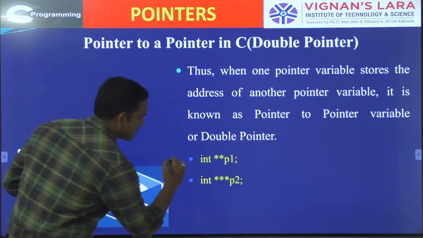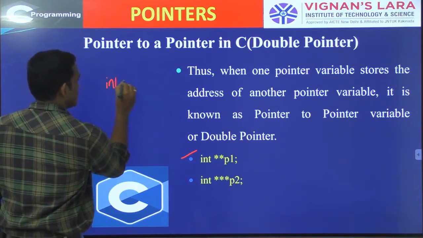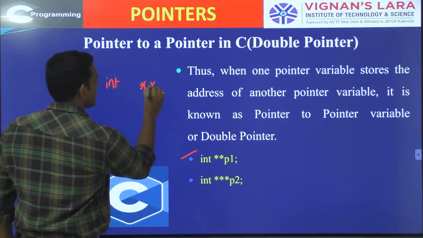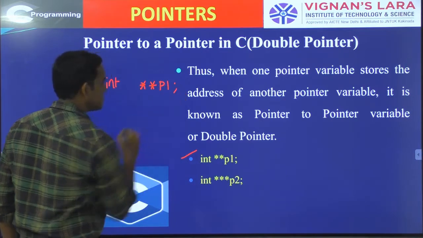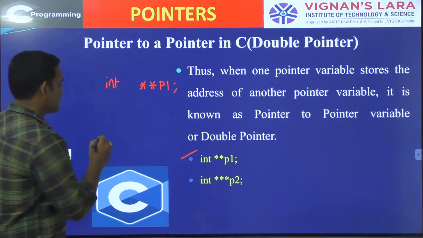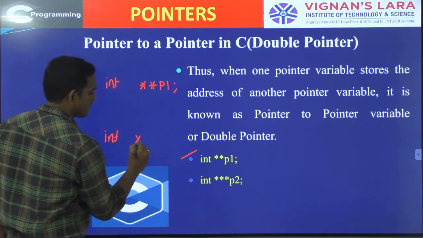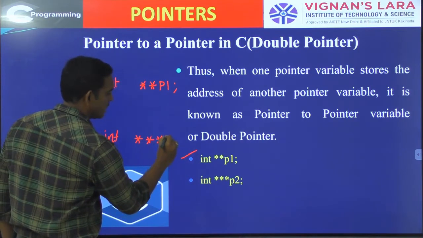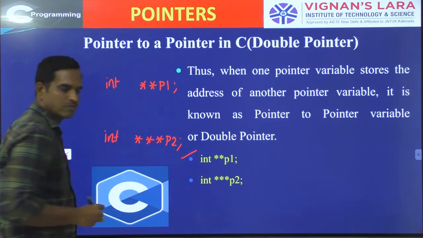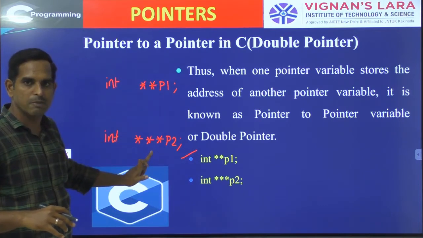So your double pointer will be declared in this manner. A double pointer is declared by using two star operators. Two stars means it is a double pointer. In the same sense, if I want to store the address of a double pointer, I can use a triple pointer. If I want to store the address of a double pointer, I will be using the triple pointer.